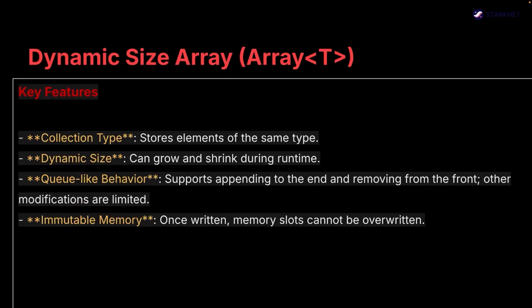So now we have a dynamic array, which is an array of type T. What does T mean? It's a generic. It can be any type. So T is any type, a generic type. So it can be an integer, a string, a felt, whatever.